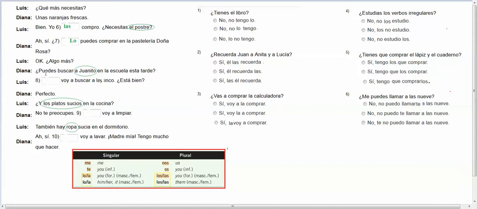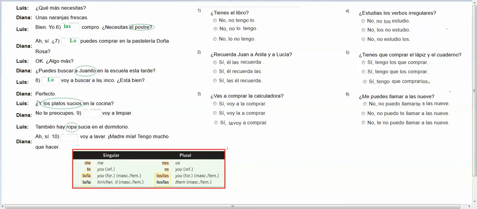Ok, ¿algo más? ¿Puedes buscar a Juanito en la escuela esta tarde? Blank, voy a buscar a las 5. So she's saying, can you go look for Juanito at school this afternoon? And he's saying, I'm going to look for him at 5. Him being Juanito, so him would be lo. Lo voy a buscar a las 5.